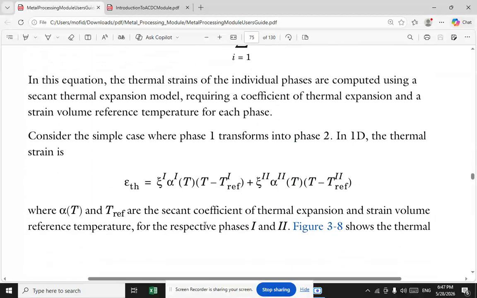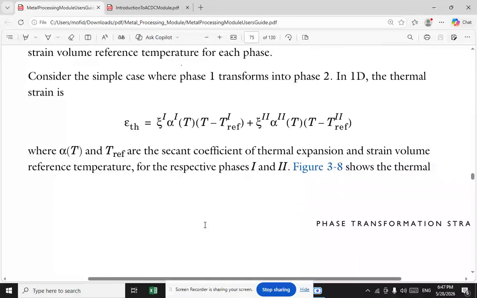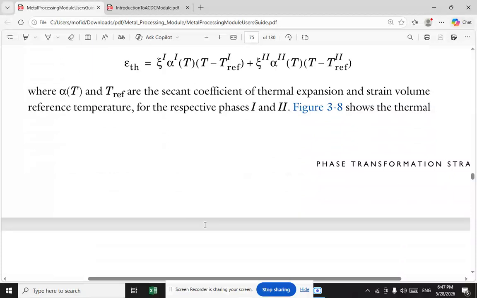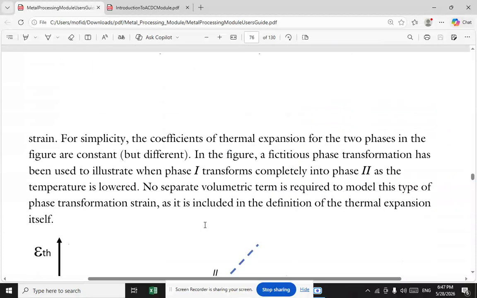Consider the simple case where phase 1 transforms into phase 2. In one dimension, the thermal strain is as below, where alpha_T and T_ref are the secant coefficient of thermal expansion and strain volume reference temperature for the respective phases i, 1 and 2. Figure 3-8 shows the thermal strain. For simplicity, the coefficients of thermal expansion for the two phases in the figure are constant but different.